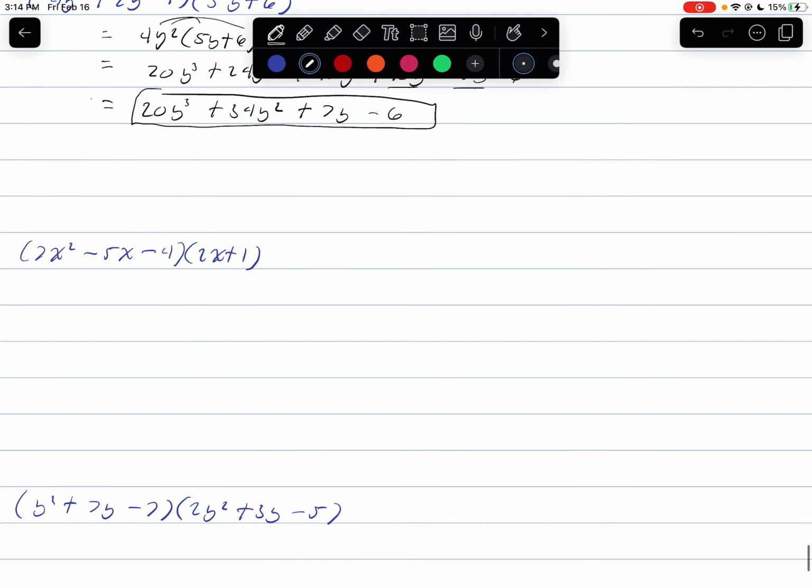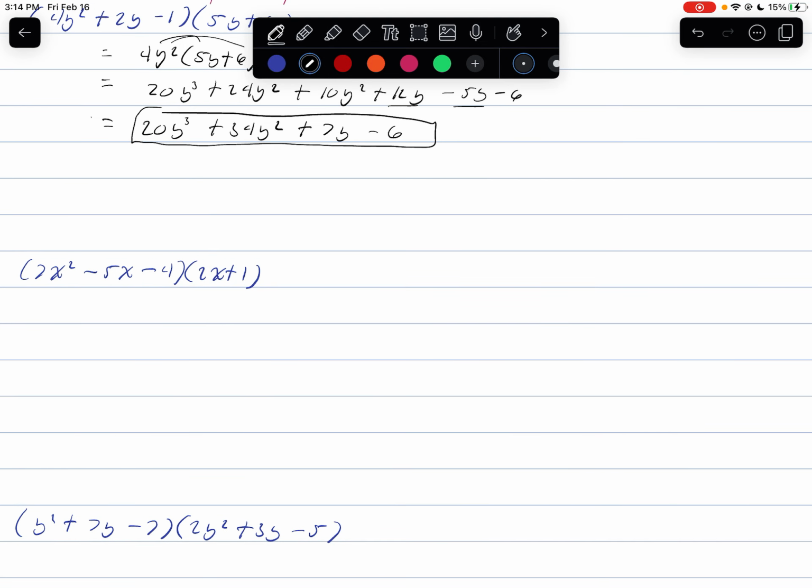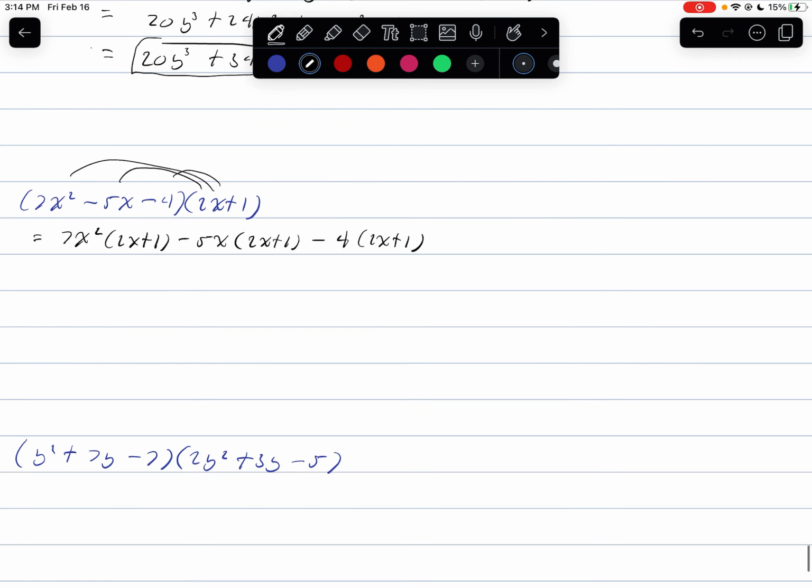Okay, let's try another one. Here we have 7x squared minus 5x minus 4 times 2x plus 1. So again, let's go ahead and distribute the 2x plus 1 to each of these terms. So we'll end up with 7x squared times 2x plus 1, minus 5x times 2x plus 1, minus 4 times 2x plus 1.